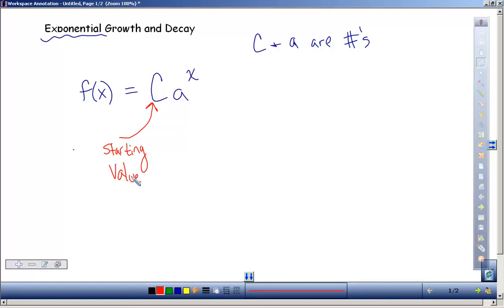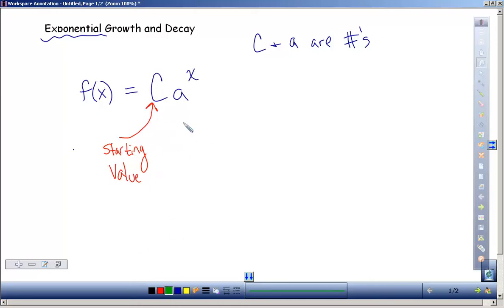If the problem is I'm putting money into the bank, then that's how much money I started with in the bank. If it's a half-life problem, well then how much of that compound did I begin with, before it started halving itself? If we're talking about population, what was the population the first year, the starting population, and then as far as what it is going to be in the future, that would be something else. But what year are we starting in? This is our starting value. So C is always going to be your starting value.